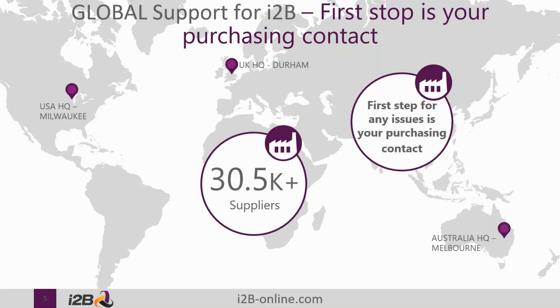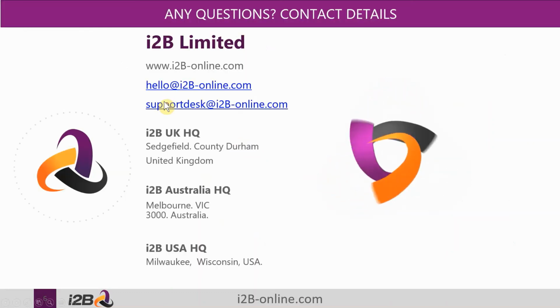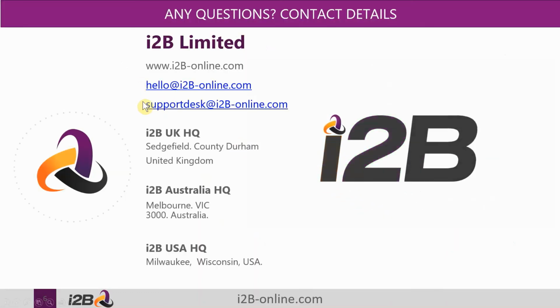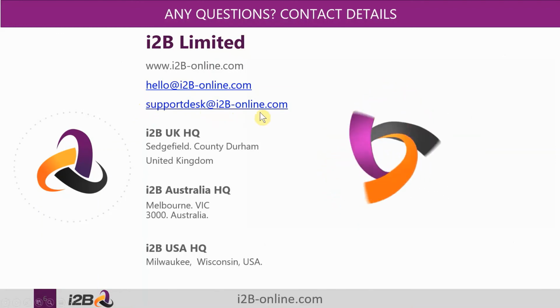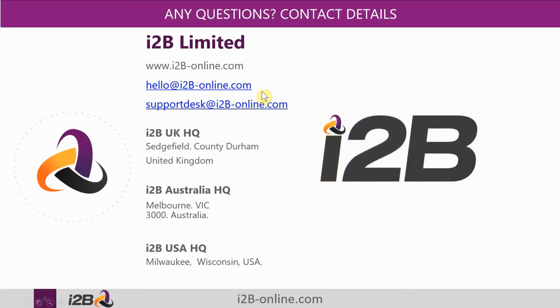If, however, you're unable to get in touch with them, if you have any technical issues that you'd like to raise, if you have any interesting new features that you may like to see in the i2B system, we'd love to hear from you. Just get in touch with us at the support desk at i2b-online.com and we'll get back to you.